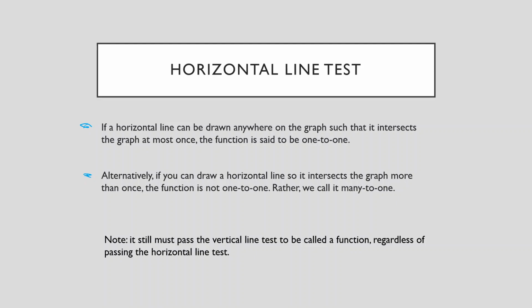That's what that means. Okay, and just note that even if a graph passes the horizontal line test, that doesn't automatically make it a one-to-one function. It still has to pass the vertical line test to be called a function in the first place. Then after that, you can test whether it's a one-to-one function by doing the horizontal line test. So it has to pass the vertical line test first to be called a function. Then you can check whether it's one-to-one.